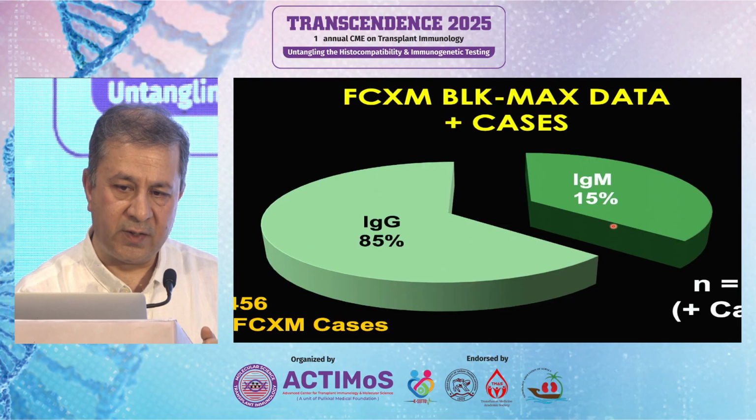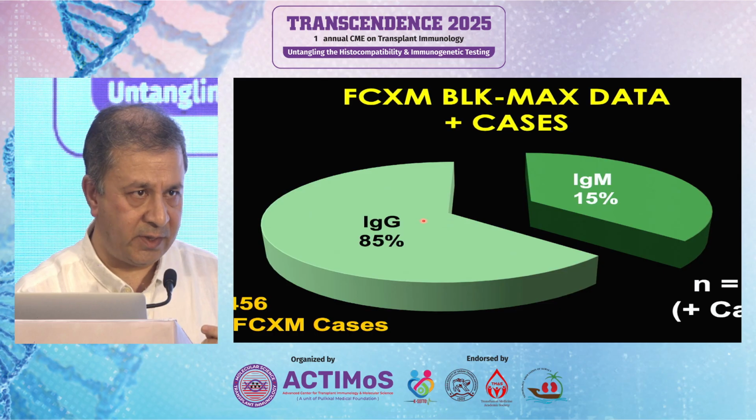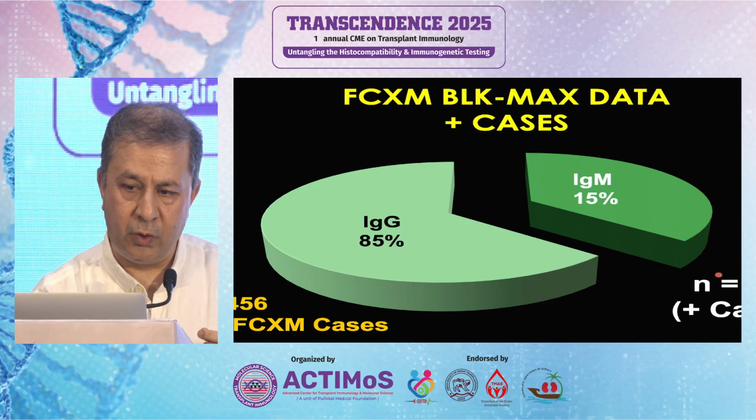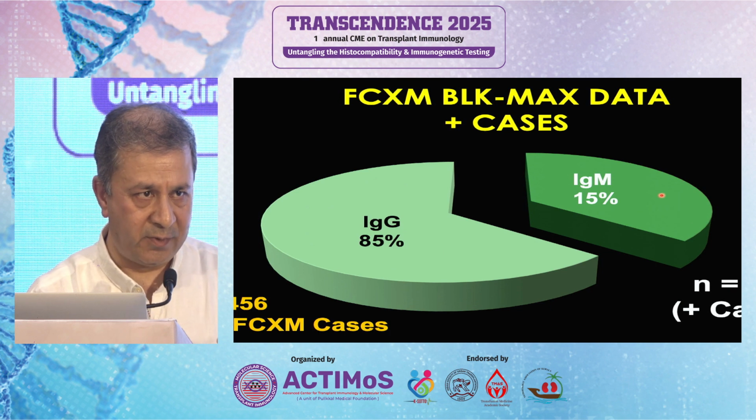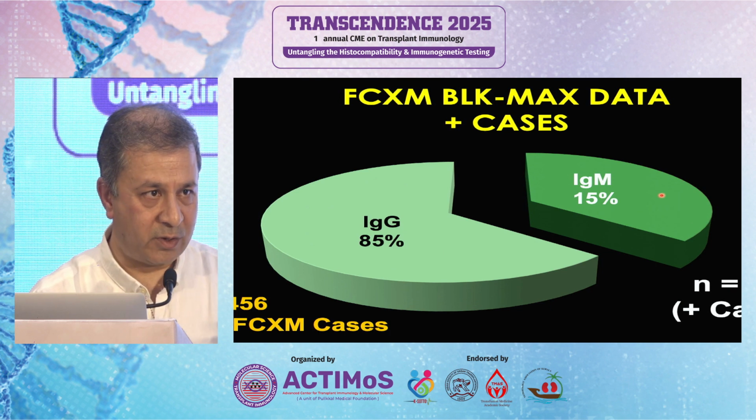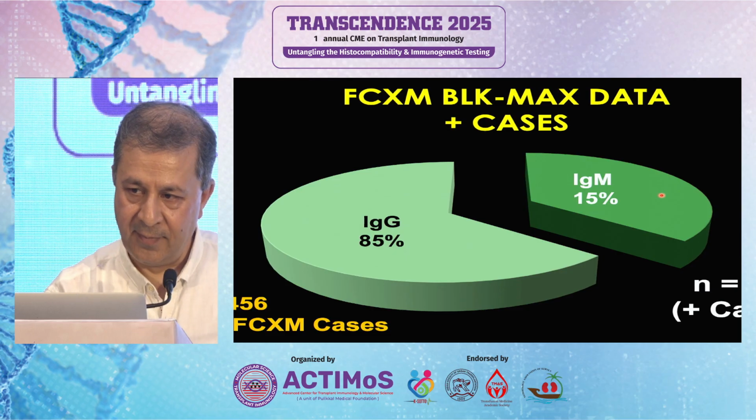This is what we got in positive cases. We got almost 85% IgGs, and the numbers were not too many. Out of these 1,400, 209 cases, and 15% were IgMs, which eventually got resolved, and there was no class switch in this case.